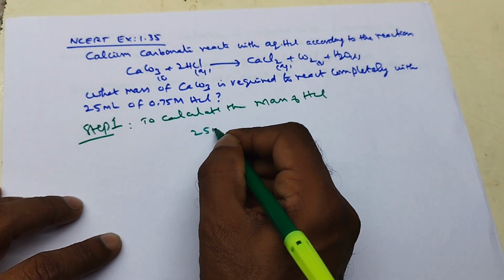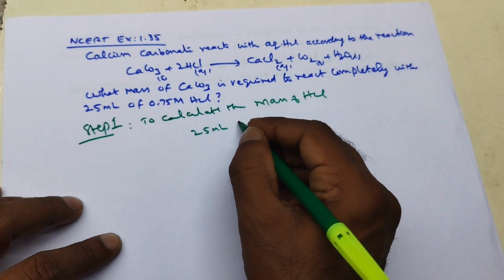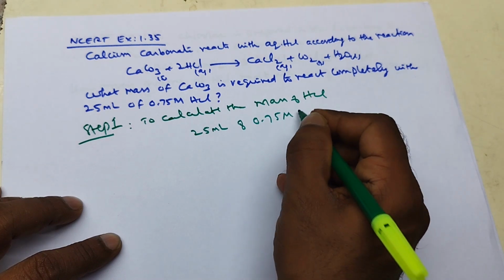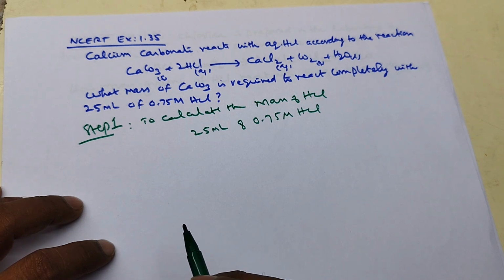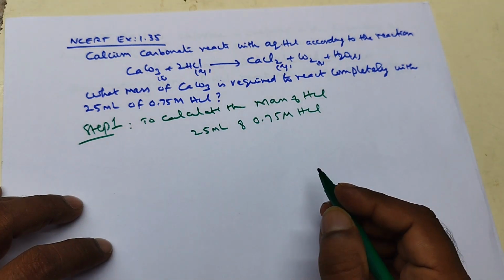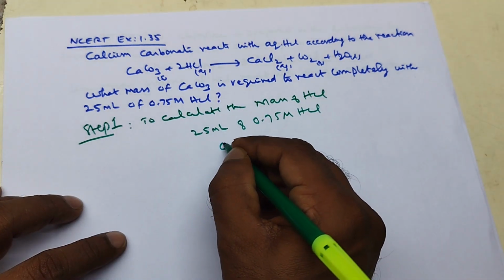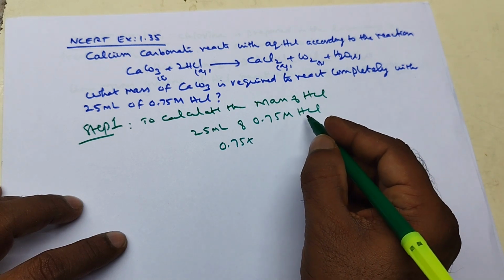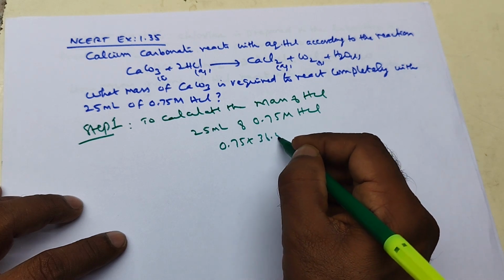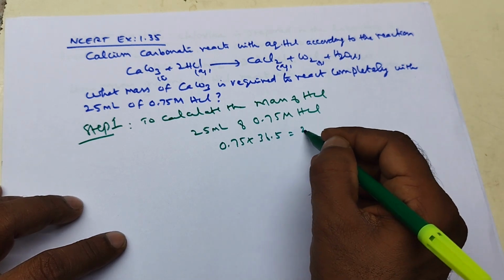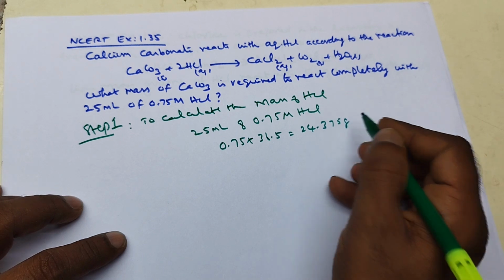You have 25 ml of 0.75 molar HCl. First you have to multiply this 0.75 into the molar mass of HCl. What is the molar mass of HCl? H is 1, chlorine is 35.5. If you add these two, we get 36.5. If you multiply these two, we get 24.375 grams.